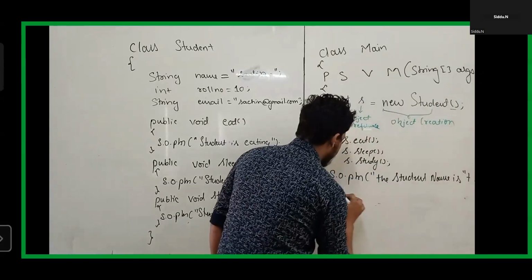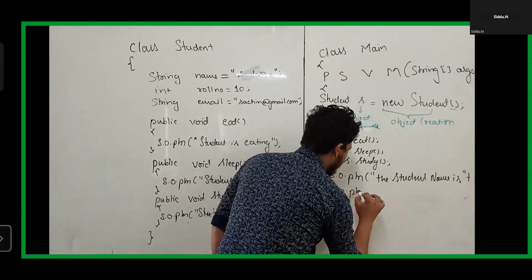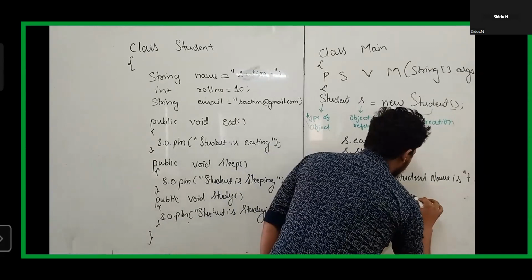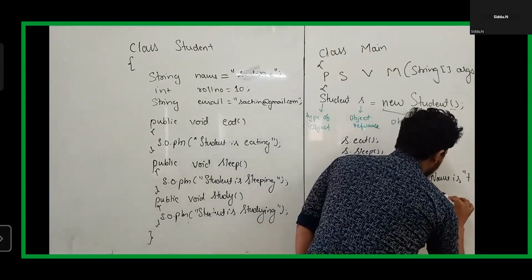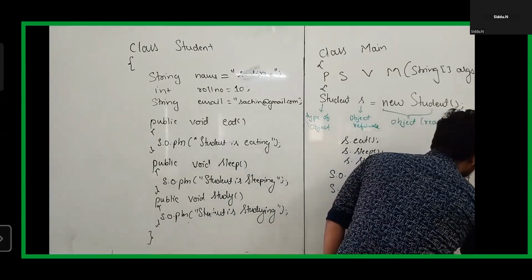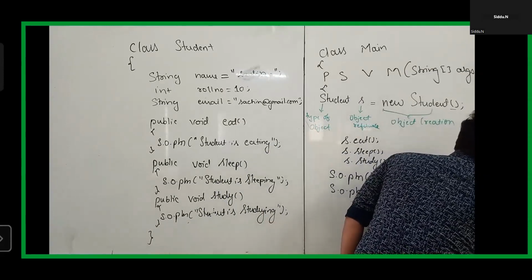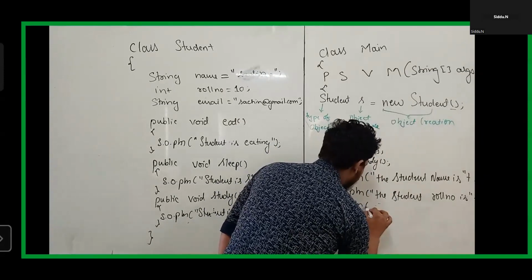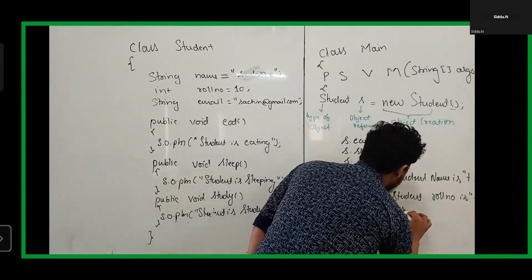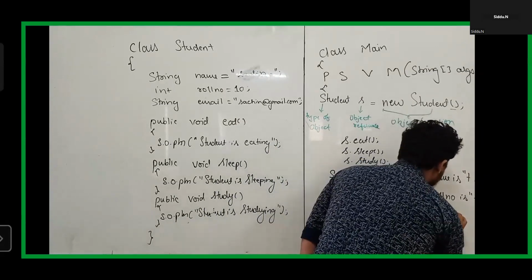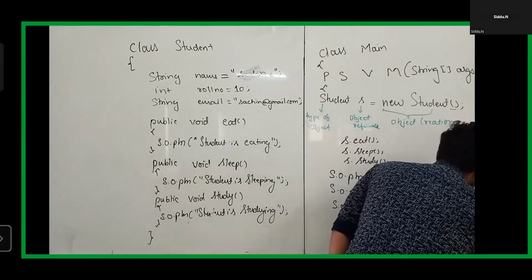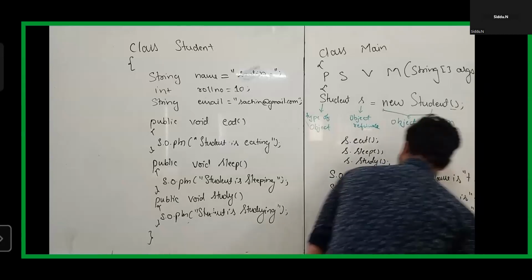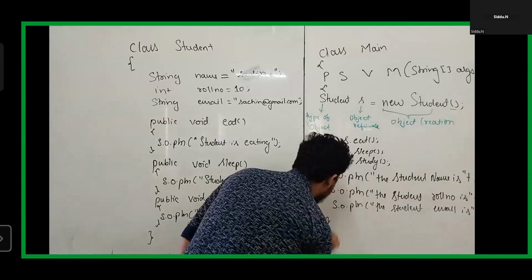Let me write it again. I'll write system.out.println the student roll number is, s.rollNumber. Okay. Next we'll write system.out.println the student email is, s.email. Okay, I'll close the main method and I'll close the class.